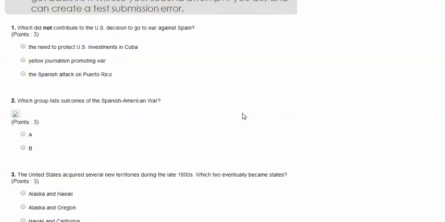All right, let's get started with the test. This test has a total of 26 multiple choice questions and 2 short answers. The first question is, which did not contribute to the U.S. decision to go to war against Spain? The need to protect U.S. investments in Cuba, yellow journalism promoting war, or the Spanish attack on Puerto Rico?